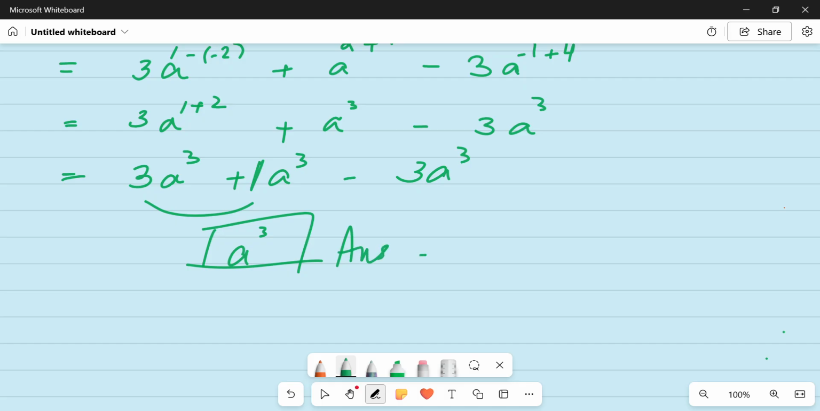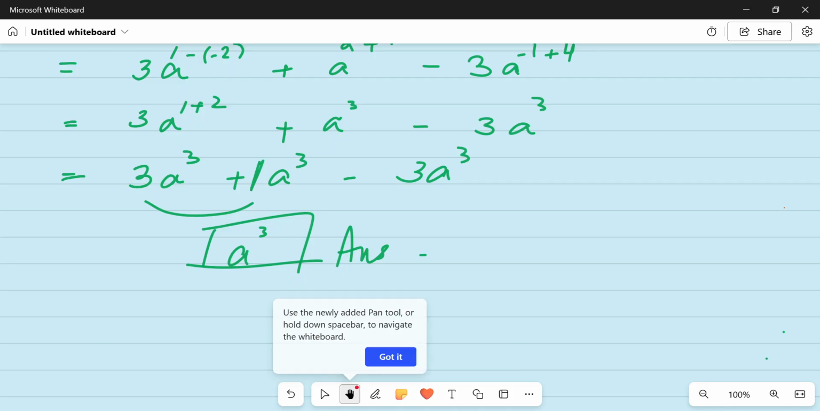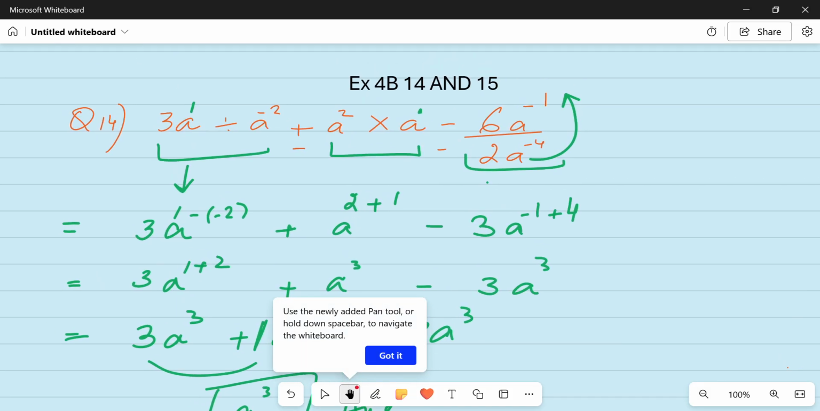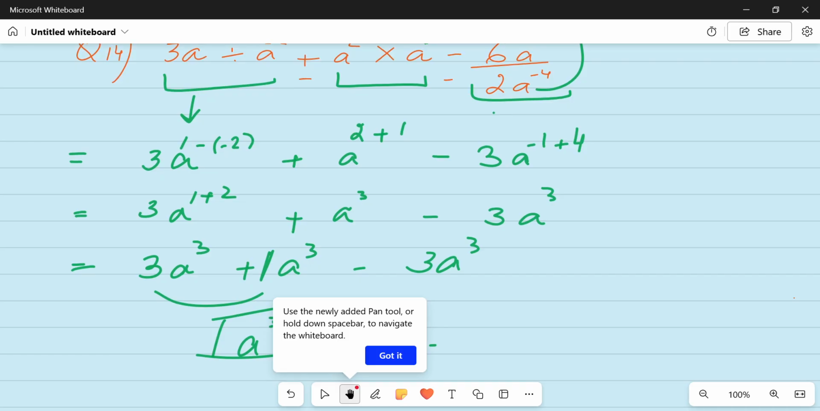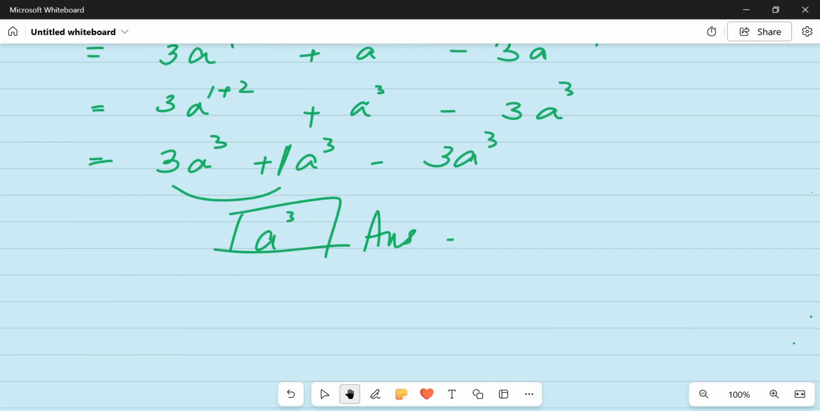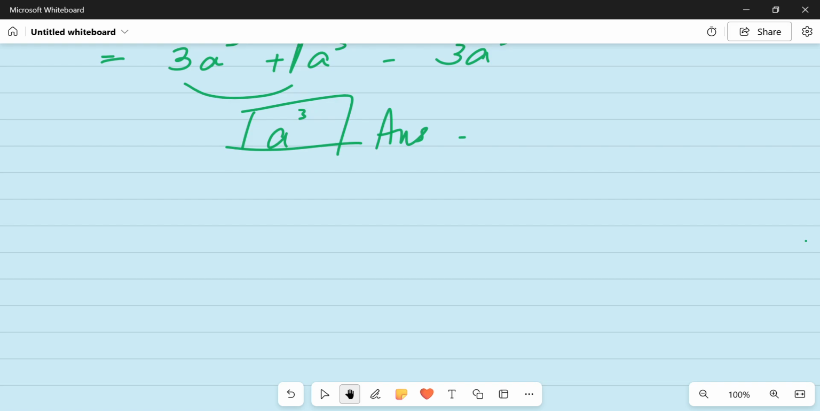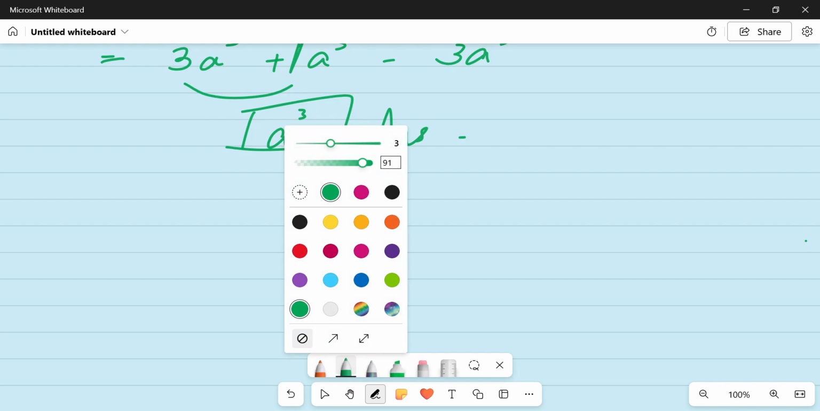Understood, students? So easy question now. If you see the question, it looks so complicated, but when we solved it, as we know all the properties of indices, we can easily solve this question, right? Okay, now the second part. When you see the second part in the book, this is also very easy, right?